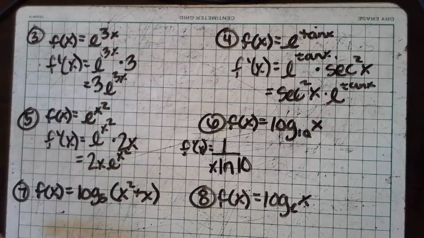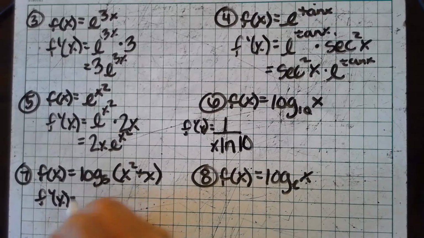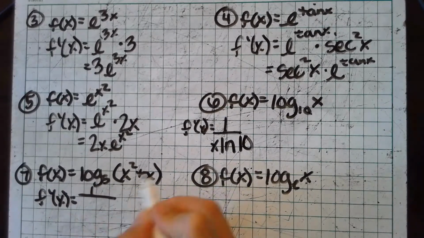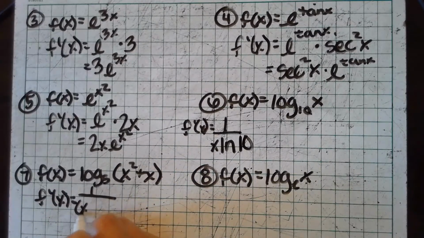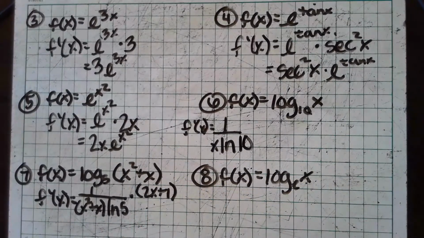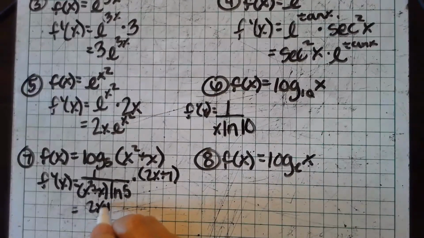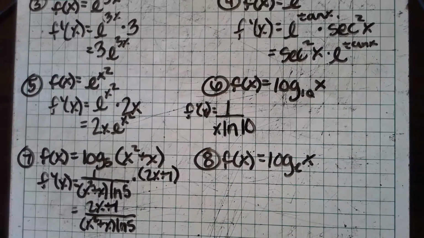All right, so let's do these. So f prime of x equals 1 over whatever's right here beside log. I have to put that in parentheses. And then ln of that base times the derivative of what's in there. So that's 2x plus 1. All right, so really this is 2x plus 1 over x squared plus x, and then ln of 5 down low. All right, there's no cleaning up on that one.